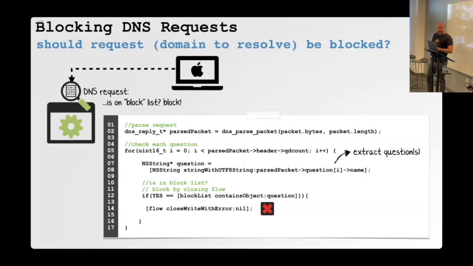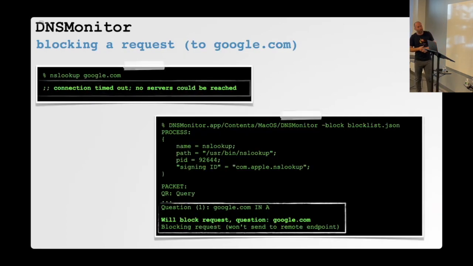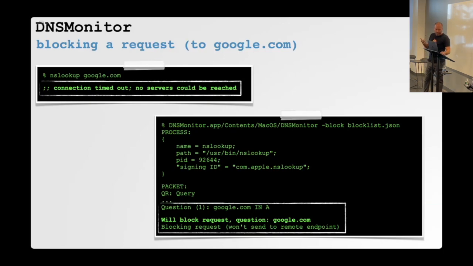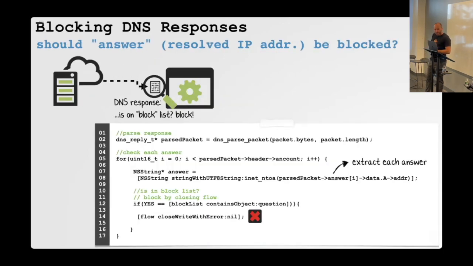So here's the code that does the blocking on the outgoing request. We basically parse the DNS packet and look for the questions. That's the domains that are being resolved. And if we don't like any of them, we can just close out the connection, which basically means that the resolution will fail. Here's an example. I added Google to my block list, and tried to resolve it. The DNS monitor detects it, sees it's on the block list, closes out the connection, and the resolution fails because it times out.